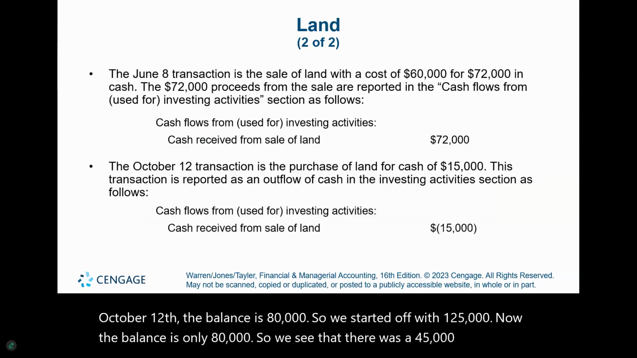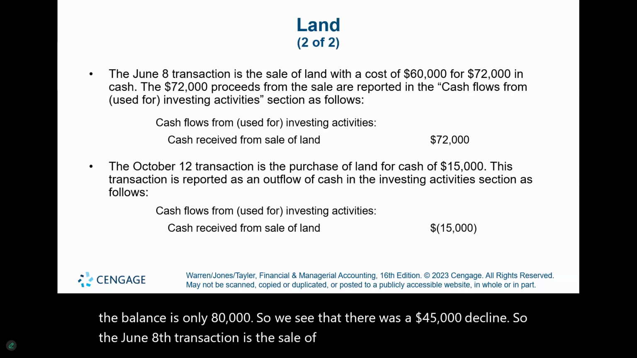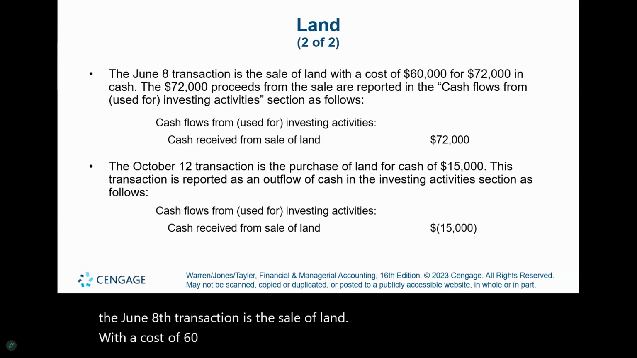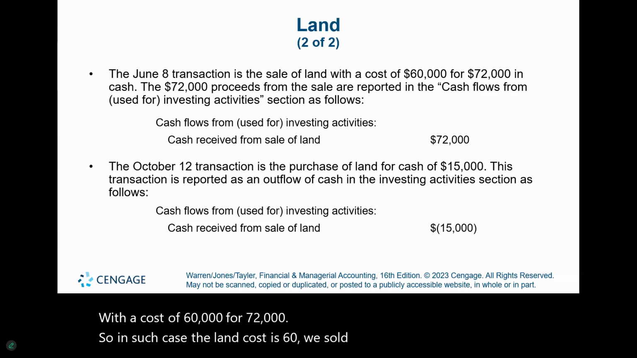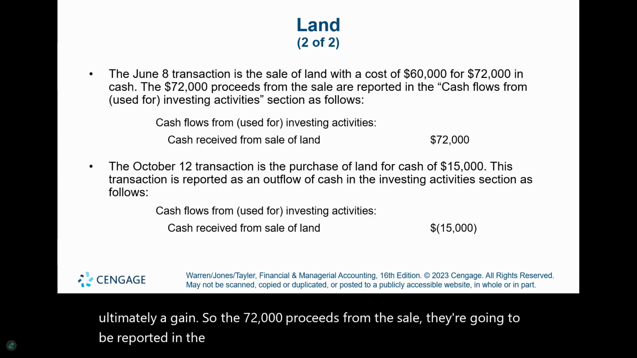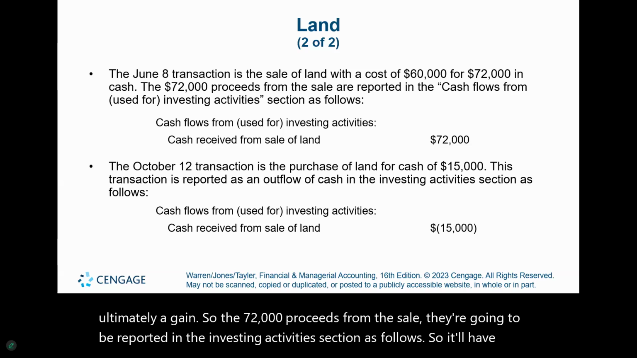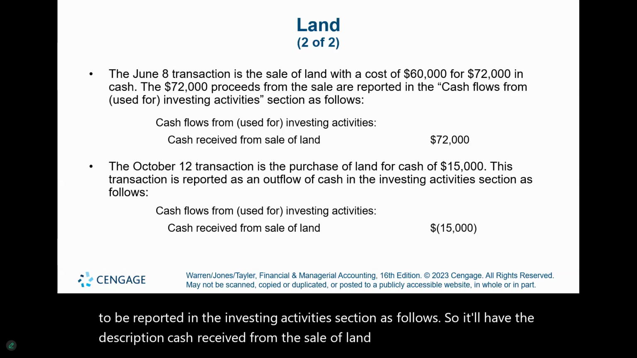$45,000 decline. So the June 8th transaction is the sale of land with a cost of 60,000 for 72,000. So in such case, the land cost us 60, we sold it for 72. In such case, there was ultimately a gain. So the 72,000 proceeds from the sale, they're going to be reported in the investing activities section as follows. So it'll have the description, cash received from the sale of land for 72,000.